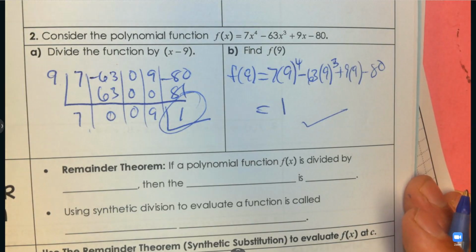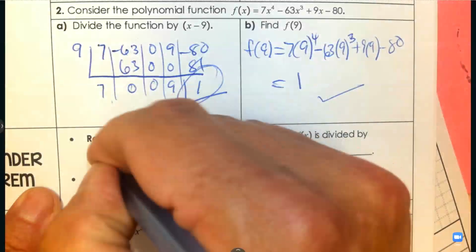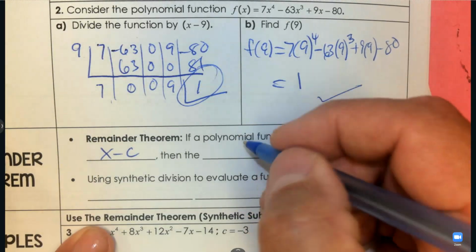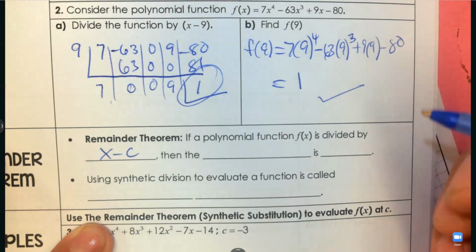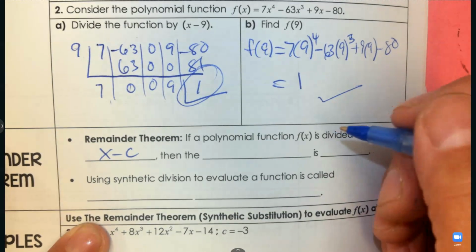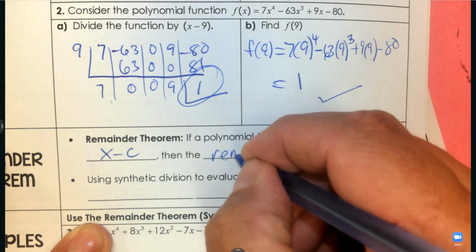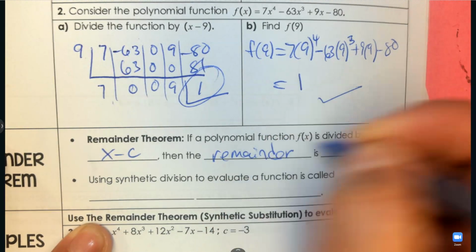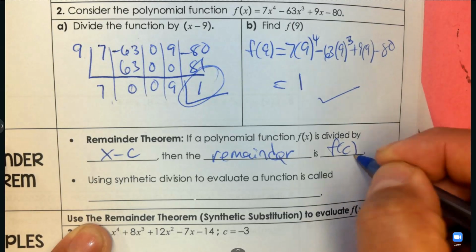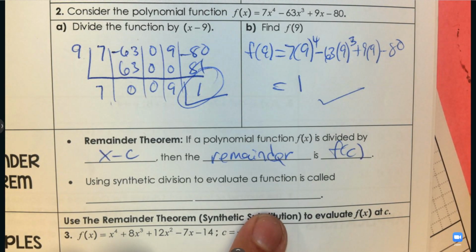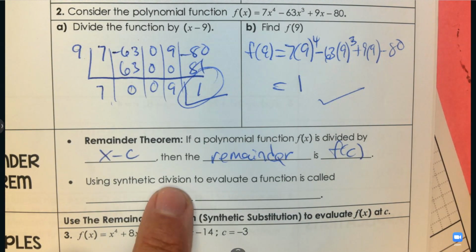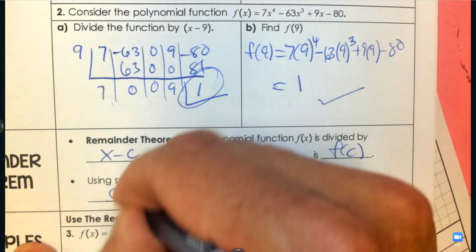So if a polynomial f of x is divided by x minus c, then the remainder is f of c. Using synthetic division to evaluate a function is called synthetic substitution.